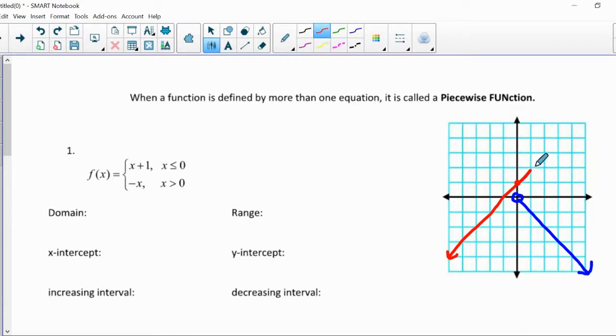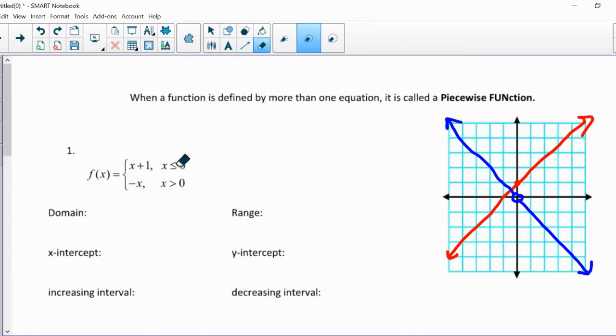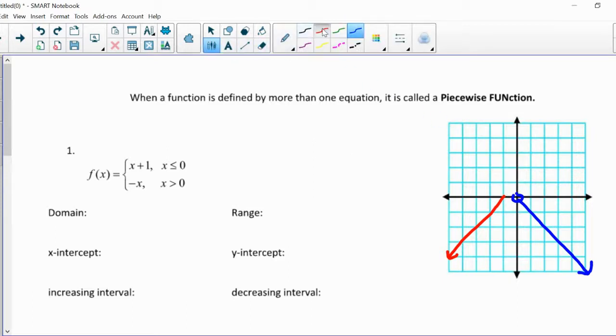I could have graphed the entire x plus 1, and I could have graphed the entire negative x, and then I could have been like, okay, x is less than or equal to 0, this one applies. So that means that I don't want anything that's bigger than 0 on this line. Negative x greater than, so I don't want anything over here. So that's another option for you, something that you can do if that will help you out.